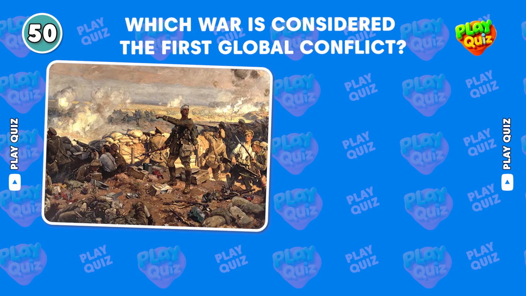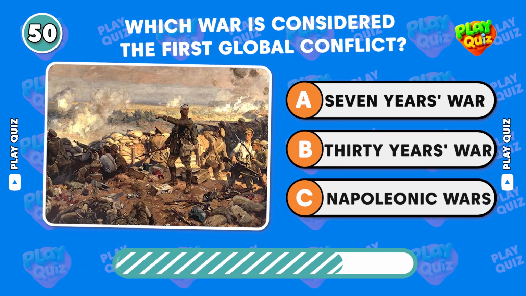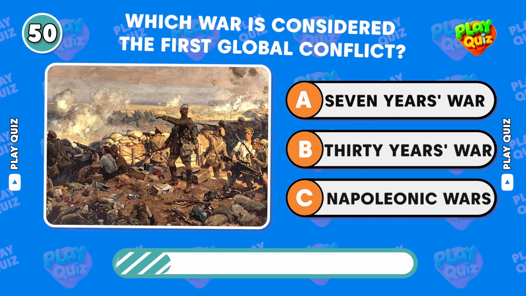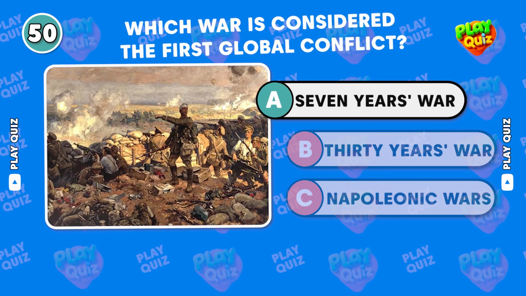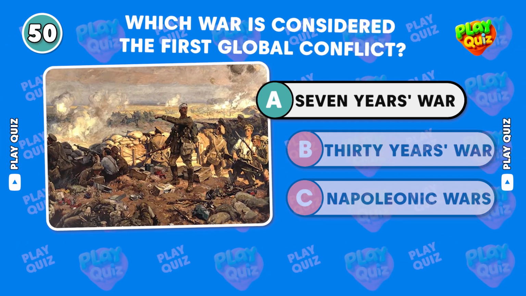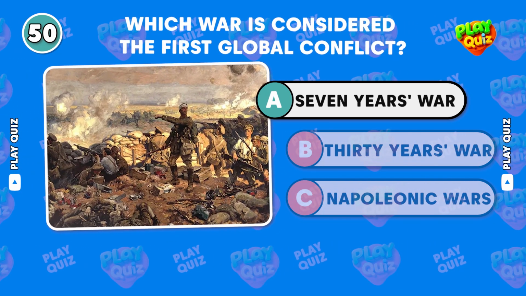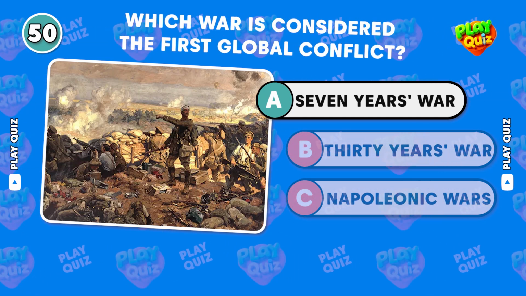50. Which war is considered the first global conflict? Correct answer, 7 Years' War. The 7 Years' War, 1756 to 1763, involved major powers across Europe, the Americas, Africa, and Asia, shaping global geopolitics.